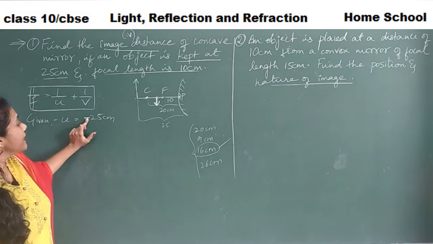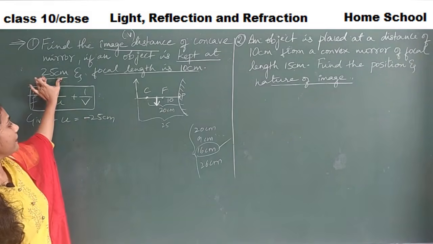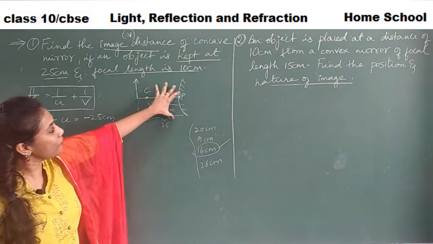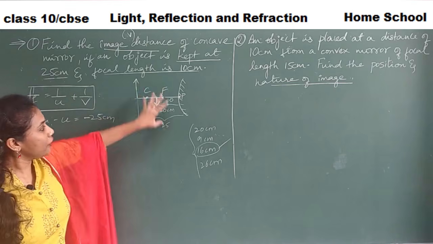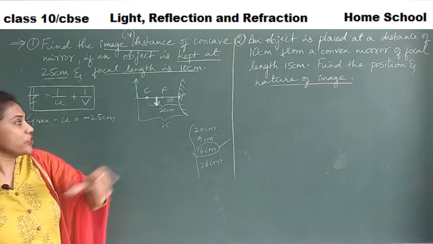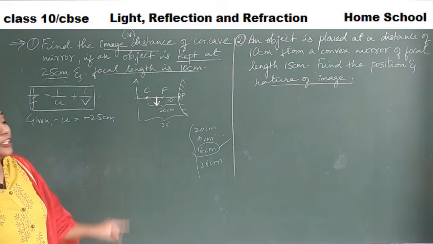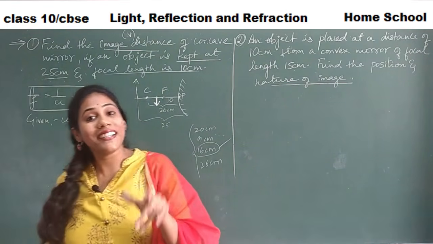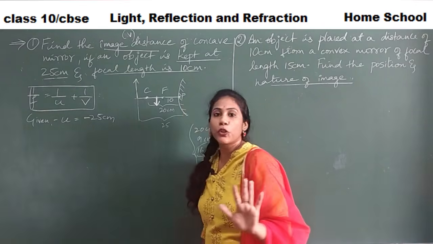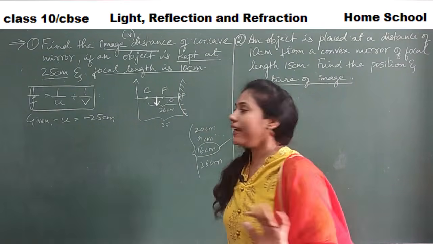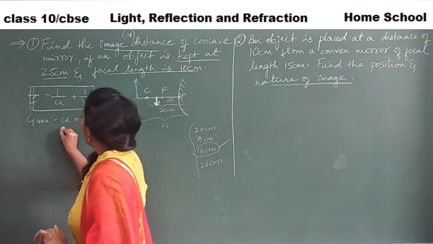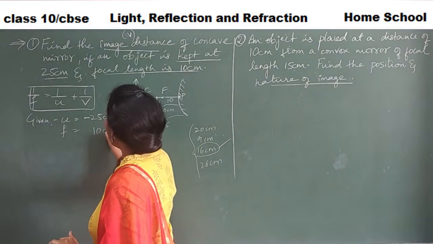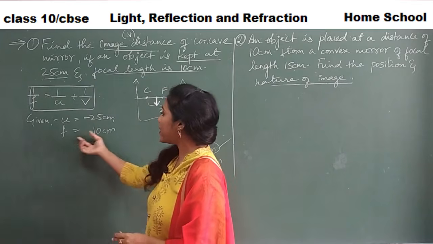Clear? So, see, they just mentioned 25 centimeter, but I have given a negative sign. Why? The object is definitely placed in front of the mirror. In front of the mirror, whatever distances you measure, you should indicate with a negative sign. So this is where sign convention comes into the picture and it plays a very, very important role in solving the numerical. Okay, fine. And now, the F value, focal length, is given. How much? 10 centimeter. What is the sign you will give for this focal length?